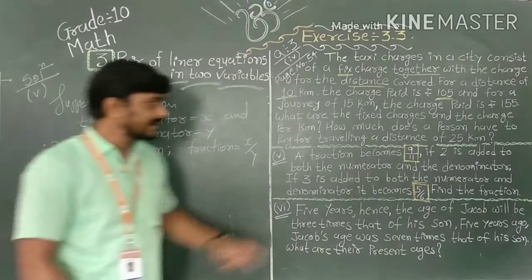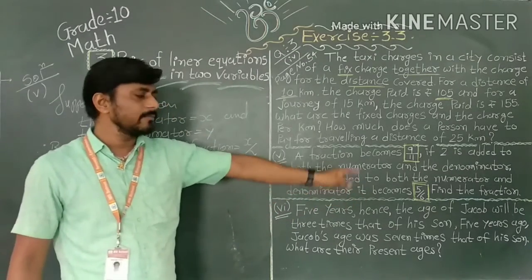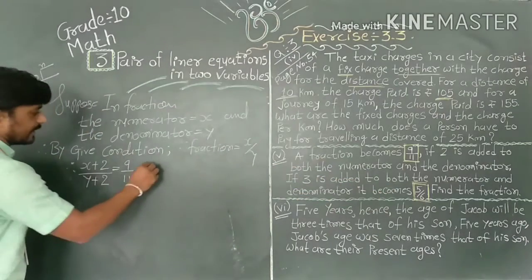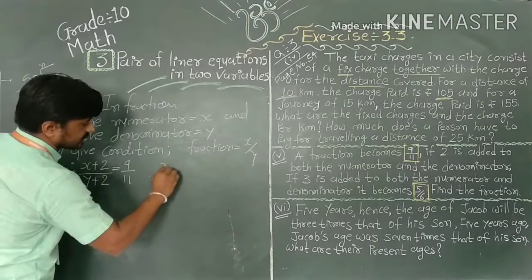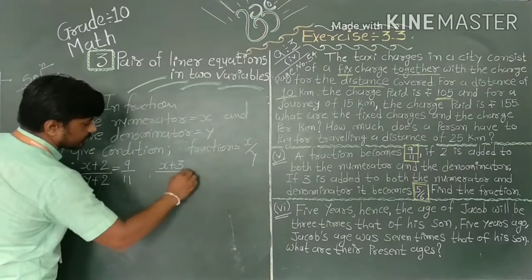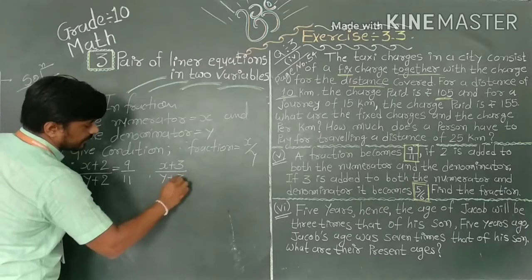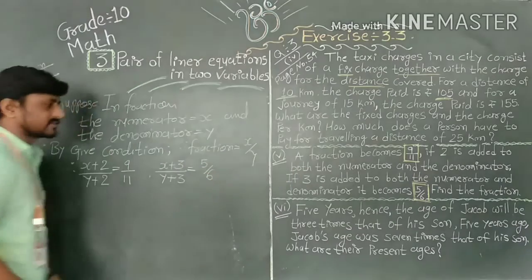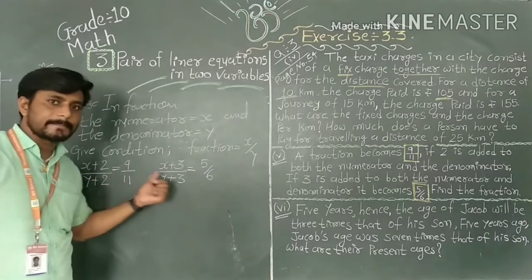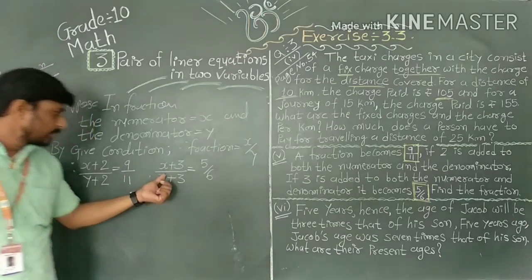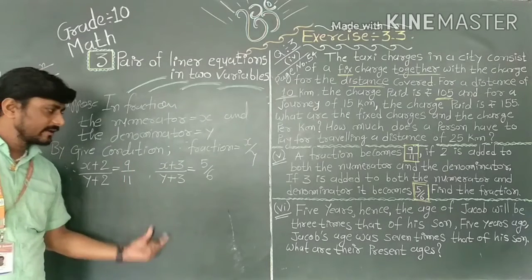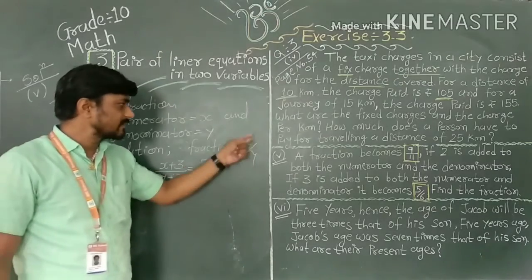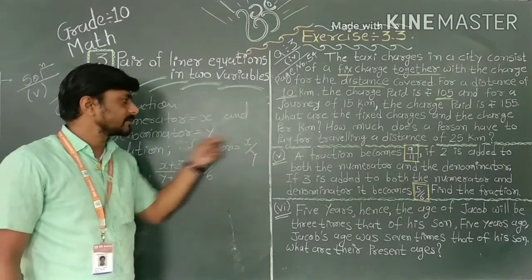Okay. Now what is the second condition? If 3 is added to both numerator and denominator, it will be 5 upon 6. Again, we apply that condition. Now this time we add 3 to the numerator and 3 to the denominator. It will be 5 upon 6. Yes. Now these are two equations. We want to solve these two equations and find the values of x and y. After finding x and y, we put them here and we get our final fraction.